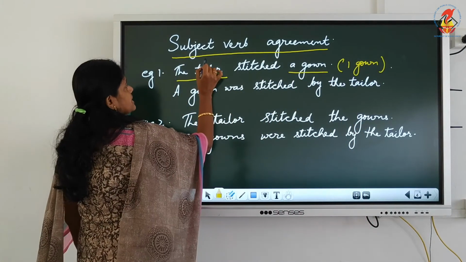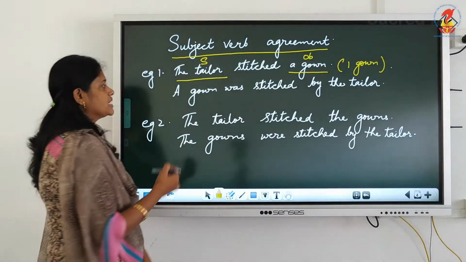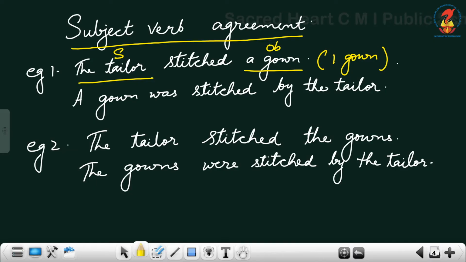So here the tailor is a subject and gown is the object. This is the active voice, children. So how to convert it into passive voice? A gown, only one gown, no? As it is only one gown, we have used the word was. A gown, that is singular. A gown was stitched by the tailor. So again, only one tailor, but he has stitched only one gown. As it is one gown, we have used was here.